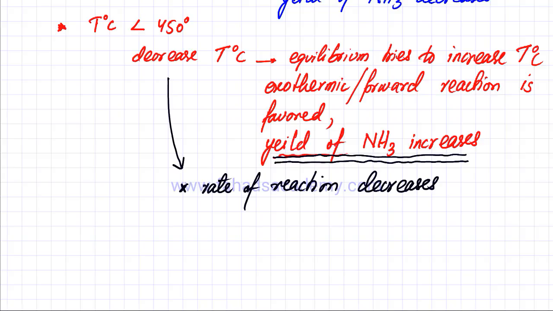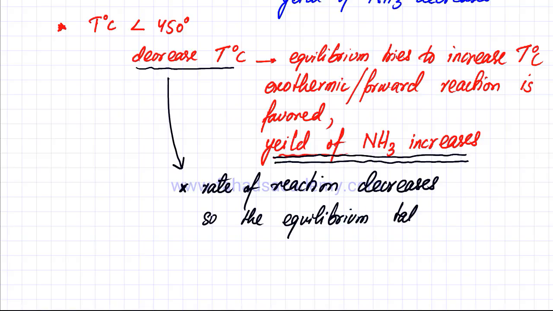So the rate of reaction is important. You want the process to be very fast. It's better that you get a smaller amount, but if you get it in a quicker time, then it is beneficial. So the rate of reaction decreases, and so it's not going to be beneficial. This is the reason why we do not decrease temperature. Although the yield of NH3 increases, our rate of reaction decreases, so the equilibrium takes a longer time to produce NH3.